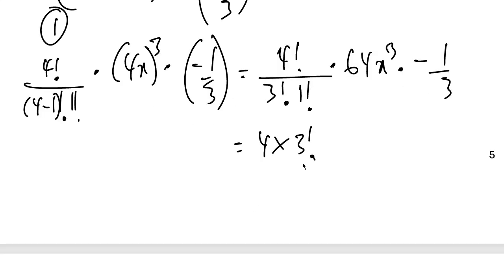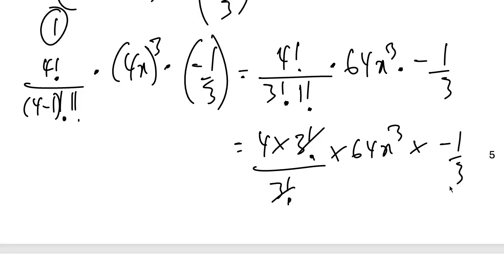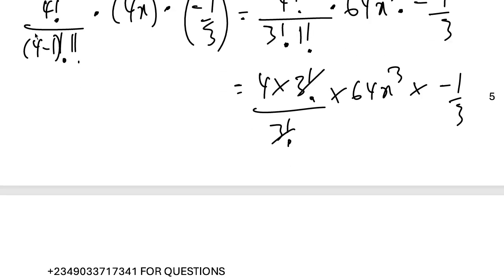4 times 3 factorial over 3 factorial. 1 factorial is 1. So this cancels this, times 64x cubed times minus 1 over 3. So what would that now be? 4 times 64 is what? 256 times minus 1. That will be negative 256x cubed over 3. That gives you the second term of the expansion. Do you understand? So that's how it works, right?